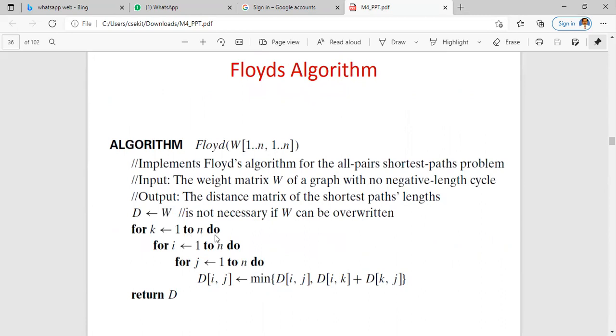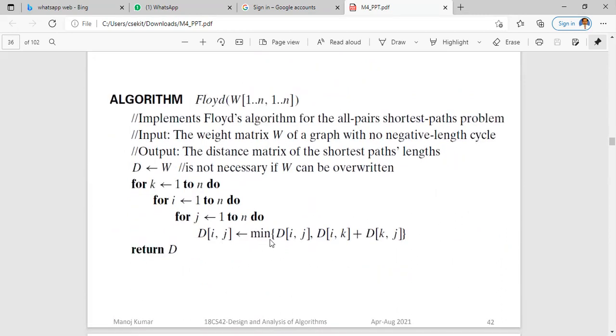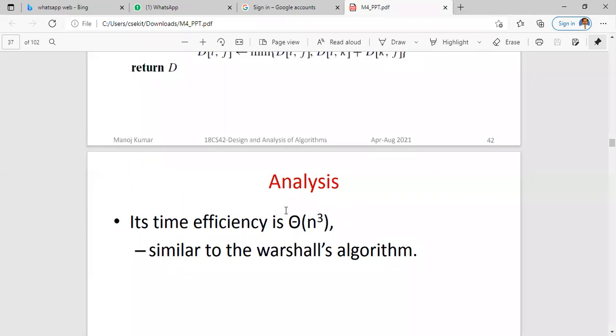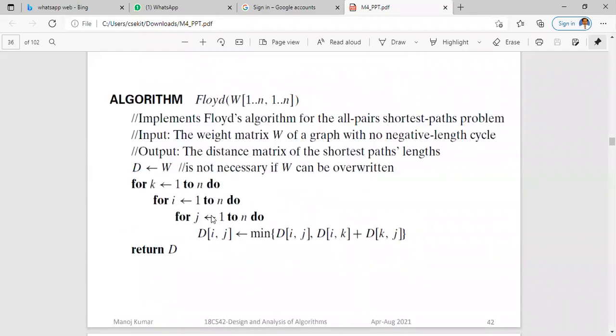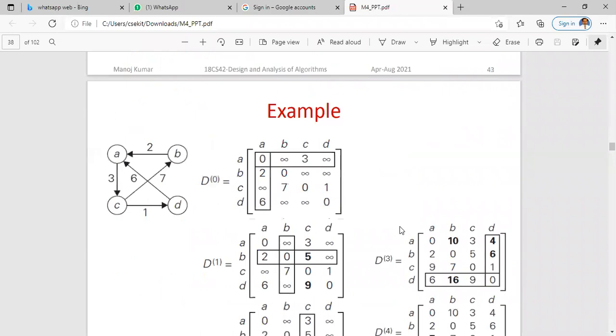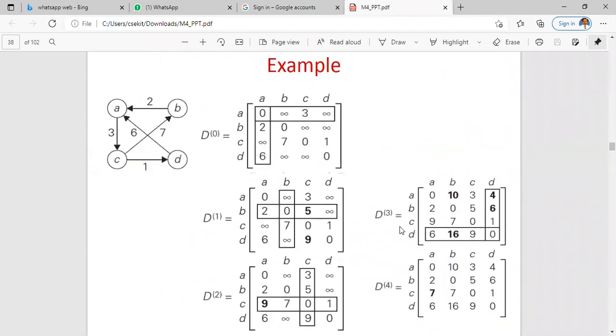For k from 1 to n, i from 1 to n, j from 1 to n, D_ij is equal to the min of D_ij, comma, D_ik plus D_kj. Now come to the analysis part. Its time efficiency is given by summation 1 to n, summation 1 to n, summation 1 to n, so n into n square into n cube. So its time efficiency is theta of n cube, similar to Warshall's algorithm. So this is the example you can take.